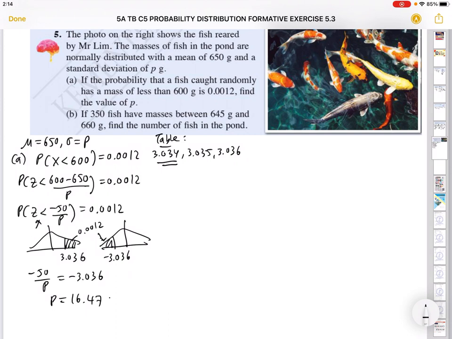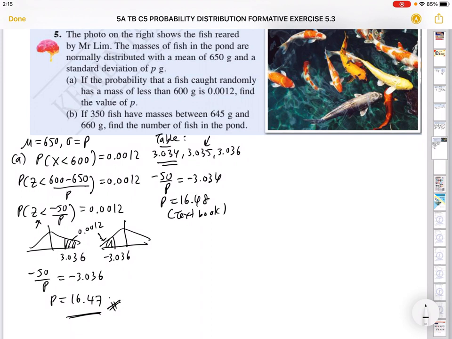The textbook uses 3.034. So if you do that, then you get negative 50 over P equals negative 3.034, your P is positive 16.48, which is given in the textbook. So I would say the correct answer is 16.47, because if you have three values, I'll take the middle one to be safe. But if you use your calculator directly, it is actually 3.036. So your P value is 16.47. Just take note that there's a difference between the answers. Okay, let's move on to part B.